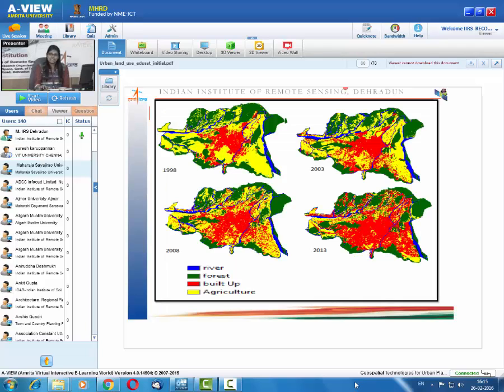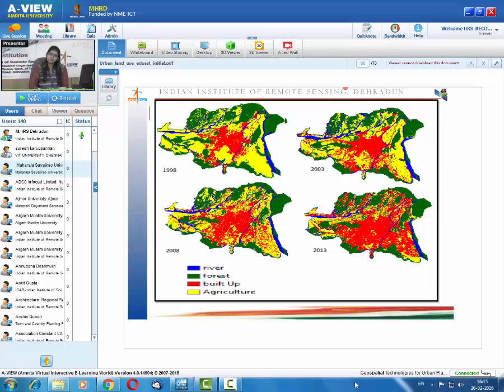Now, for supervised classification, here is an example done on the Dehradun area for different years: 1998, 2003, 2008 and 2013, at an interval of 5 years, and red color shows the built up. We can evidently see that the built up has increased from 1998 to 2013, and the boundary that I have taken is the planning area boundary.